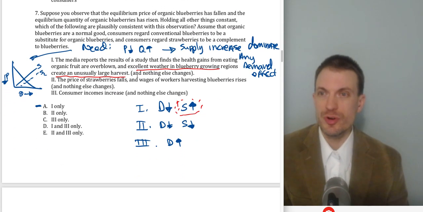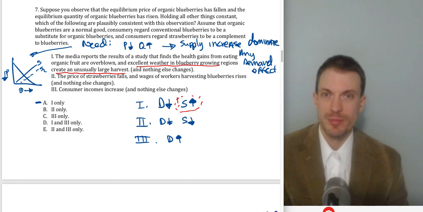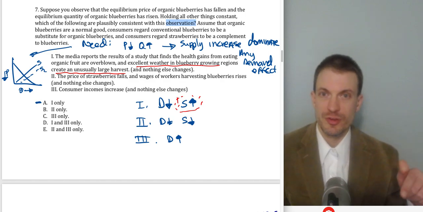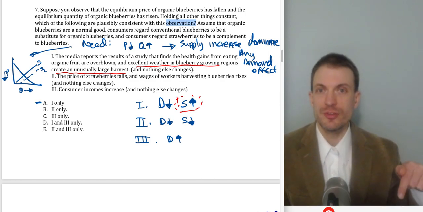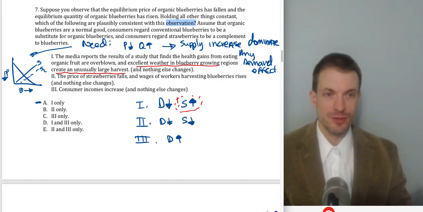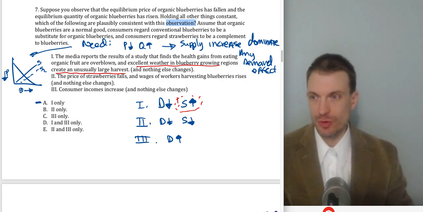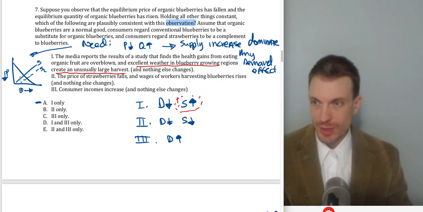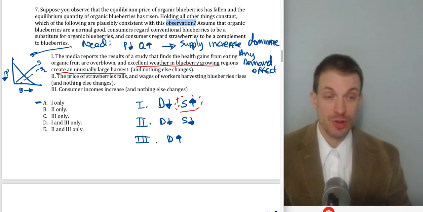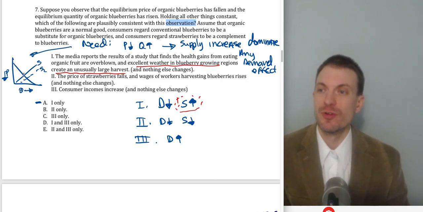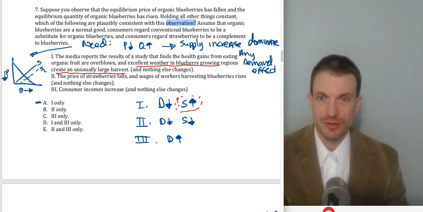Okay, suppose you were to observe the equilibrium price of organic blueberries has fallen, equilibrium quantity of organic blueberries has risen. Holding other things constant, which of the following are plausibly consistent with the observation? Okay, before we go any further, we are looking for a situation where the equilibrium price falls and the equilibrium quantity rises. So in order to explain that, we need to have a dominant supply shift. So whatever's going to happen has to be the case that we have an increase in supply. It's going to swamp any demand effect because we need for quantity to rise, but for price to fall.